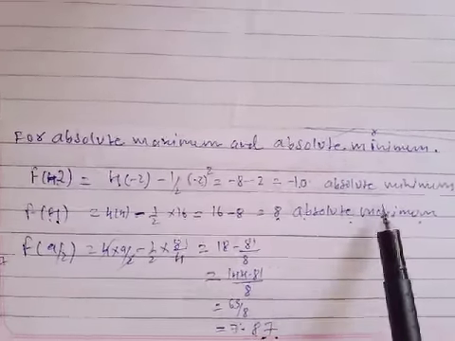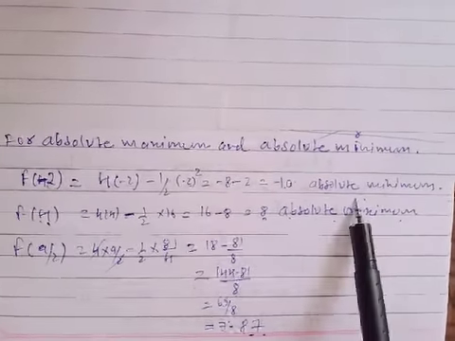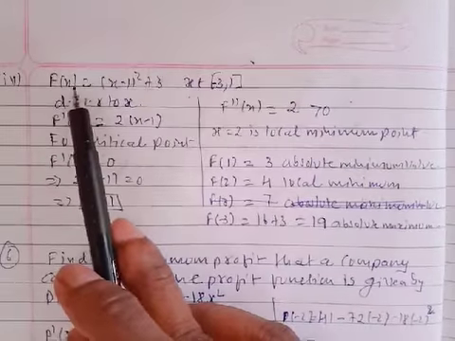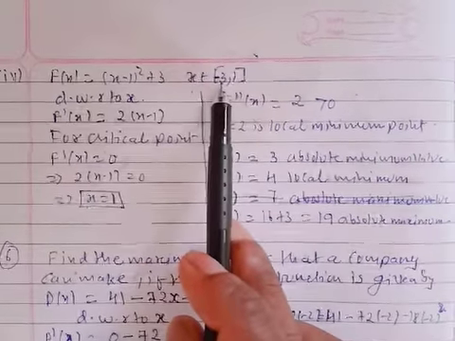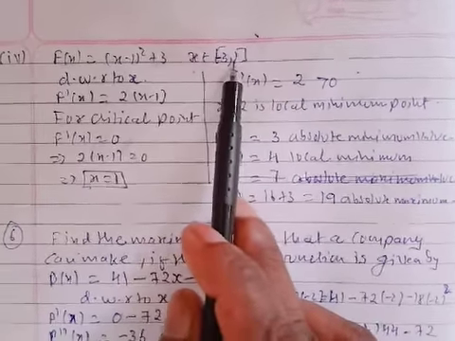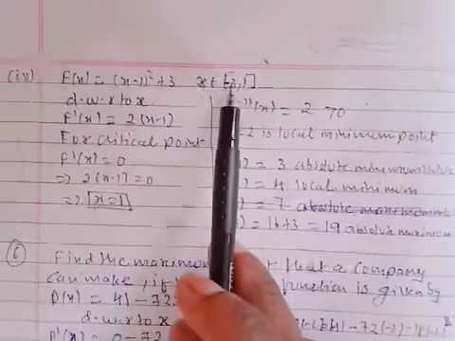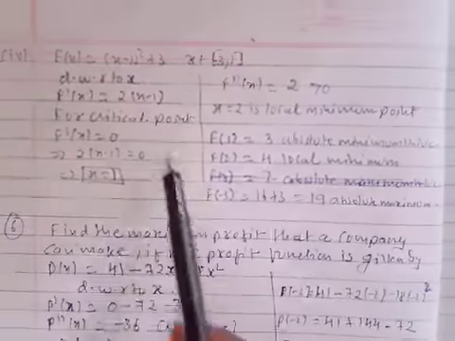So that is the reason, again I am saying, we need to find the critical point and the end points for the absolute values. f(x) is equal to (x minus 1) whole square plus 3. We are given a closed interval, minus 3 and 1. So first you have to find the critical value, then find the value of f of x at minus 3 and 1 and also at the critical point.